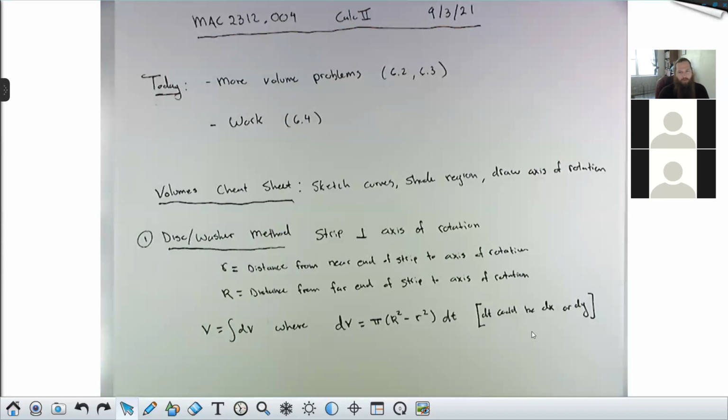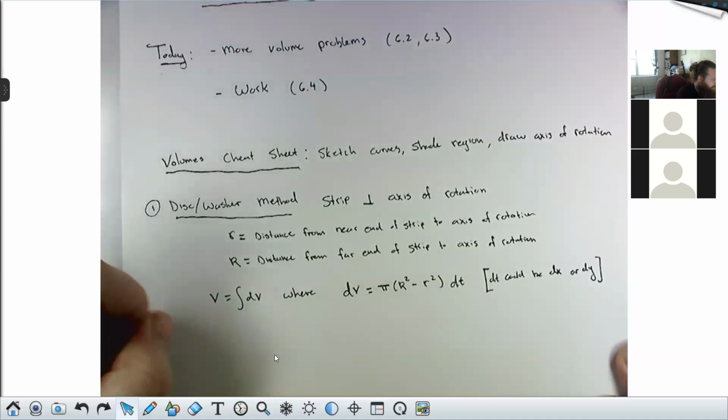So with the disk washer method, you could think about it and be more specific here if you wanted to. Since the strip is perpendicular to the axis of rotation, if you have a vertical axis of rotation with the disk washer method, your strip will be laid in horizontally, which means its thickness will be a little vertical thickness, which means it's going to be a dy. If your axis of rotation is a horizontal line, then your strip will be drawn in vertically, which means its thickness will be a little horizontal thickness, which means dt would be dx. If you want to add that detail, you can.